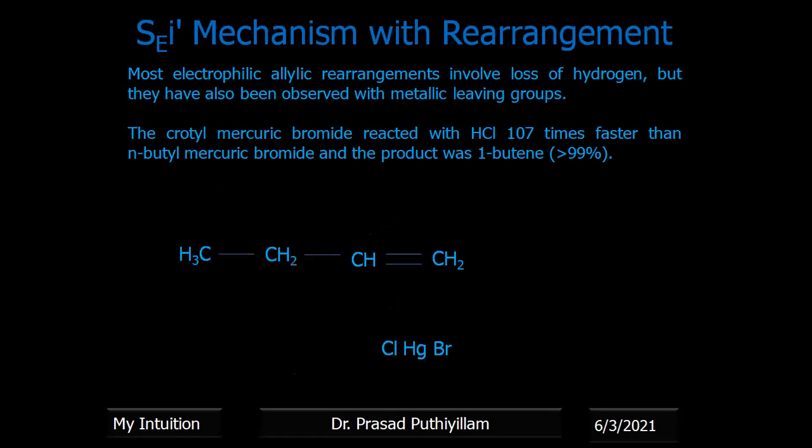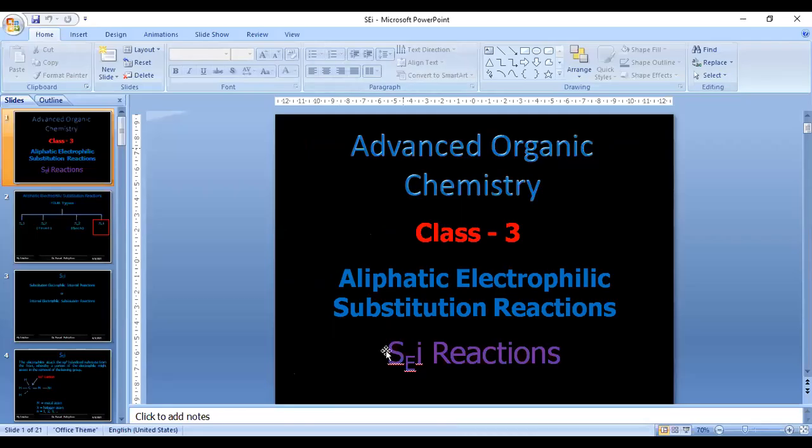We can write it as CH3, CH2, CH double bond CH2. That is 1-butene. So 1-butene is formed. This reaction is 10^7 times faster than normal butyl mercuric bromide. So that is about the substitution electrophilic internal rearrangement, internal mechanism.